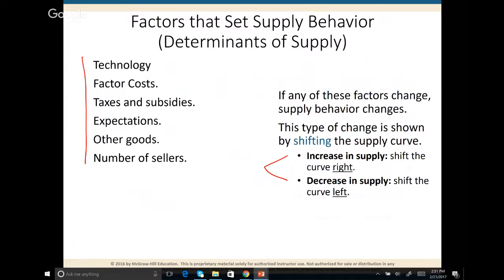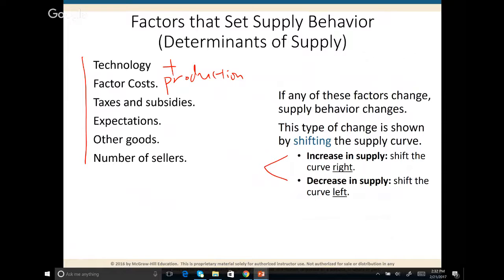So first is technology. Anytime technology improves, supply will increase. And then second is factor cost. This is also known as the production cost. Anytime production cost is increasing, company profit goes down, then supply decreases. And vice versa, when the production cost is decreasing, profit goes higher, then production will be increasing and the supply increases and the supply curve shifts to the right.